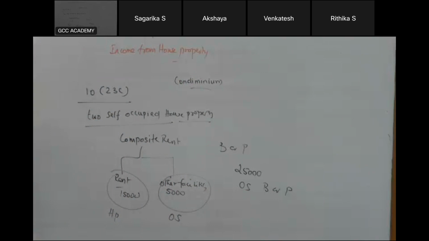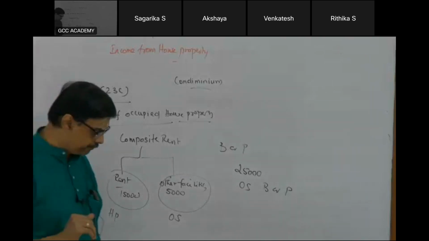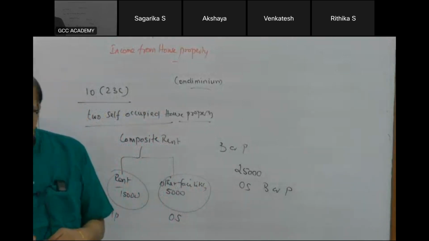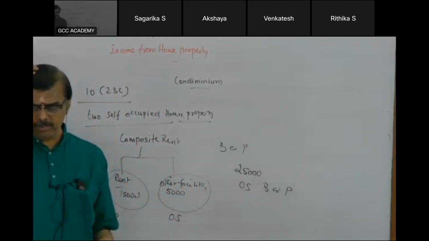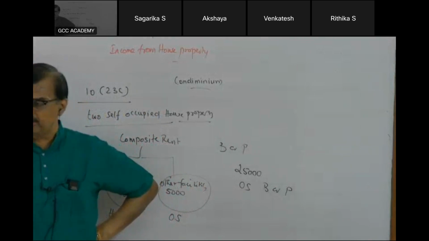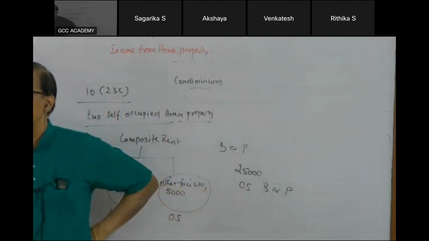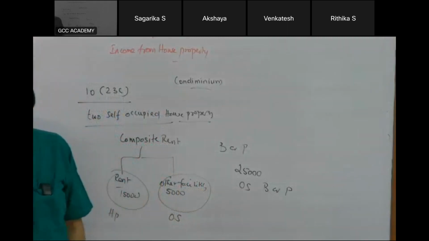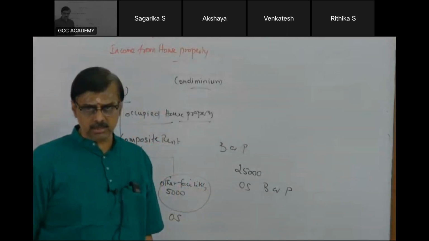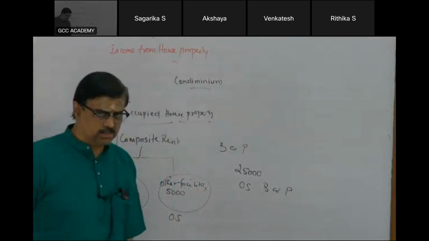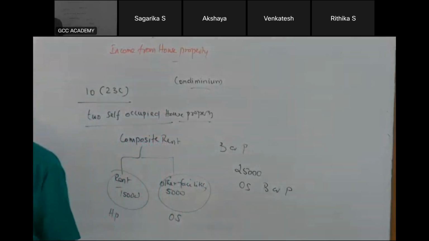However, if there are multiple properties and the rental portion is identified separately for the building, it will be taxed under the head income from house property, and the other facilities will be taxed under the head other sources. Multiple means business or profession. If it's one property, it is other sources. If it's multiple properties, it is business or profession.